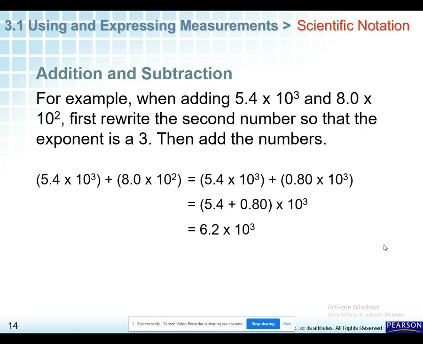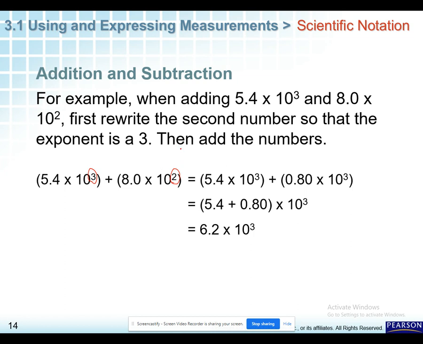So here's an example that your book does. Again, you will not see this on your homework, but I do like to touch on it in case you ever do see it. So if I take 5.4 times 10 to the third and 8.0 times 10 to the second, and I want to add those, you're going to notice the exponents are different. So I have a 3 and a 2. In order to add those, the exponents have to be the same. So I can make them both 3s or make them both 2s.